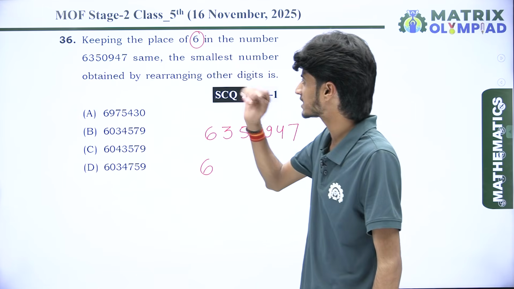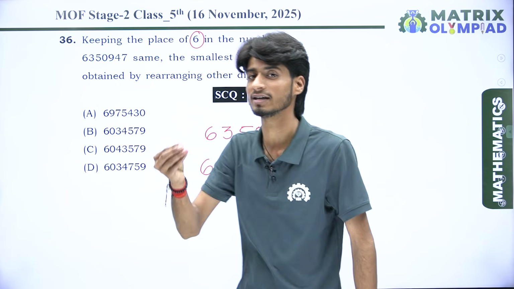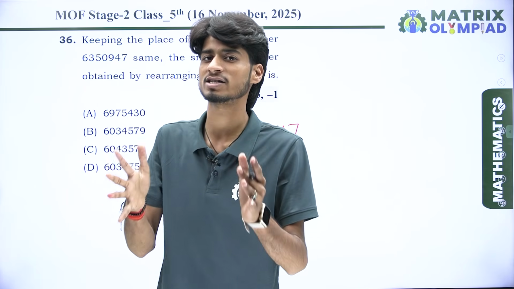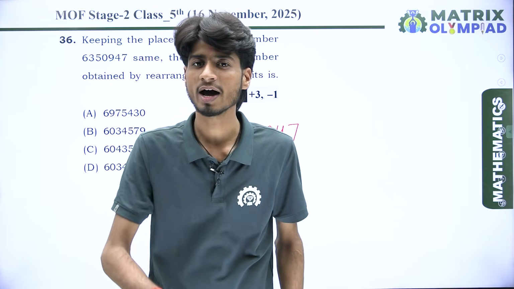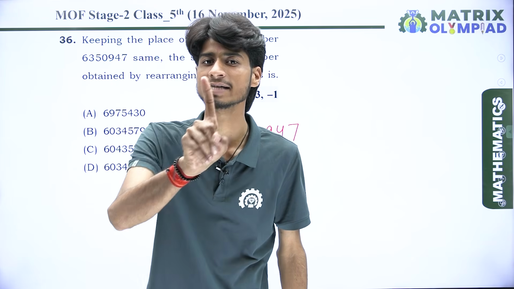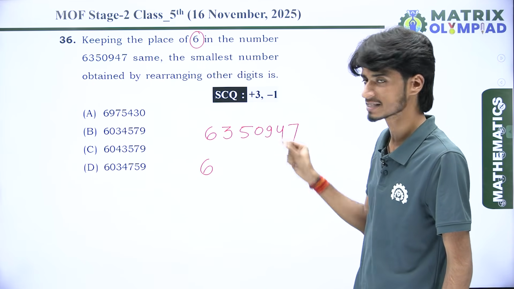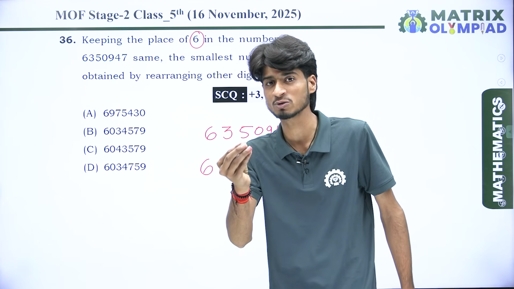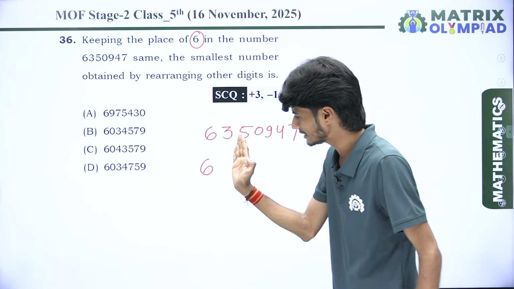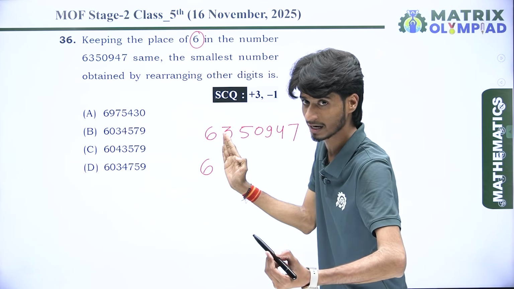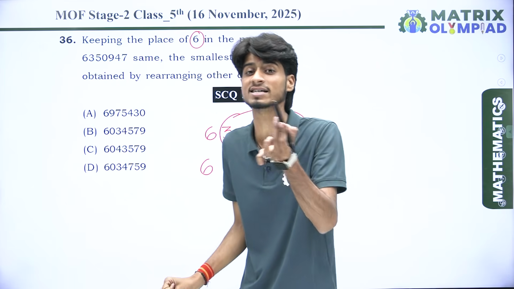Okay. Now what is the next statement? The smallest number obtained by rearranging other digits is. We want to find out the smallest number, and we get the smallest number when we arrange all those digits in ascending order. Here we have a total of 7 digits, but we can't change the place value of one digit, which is 6. So we keep the place of 6 the same. Now we have all those other digits, so arrange them in ascending order.